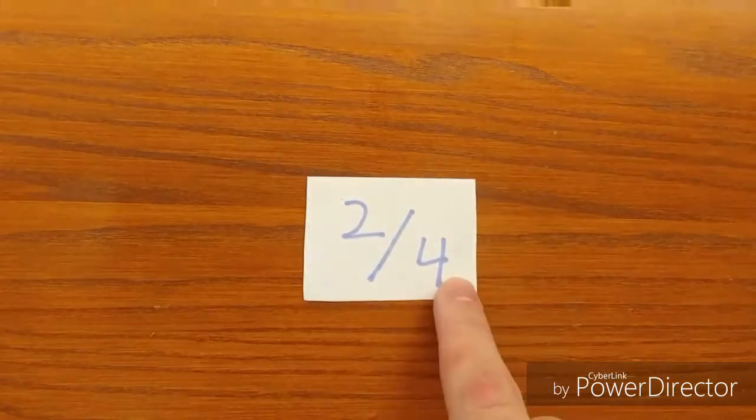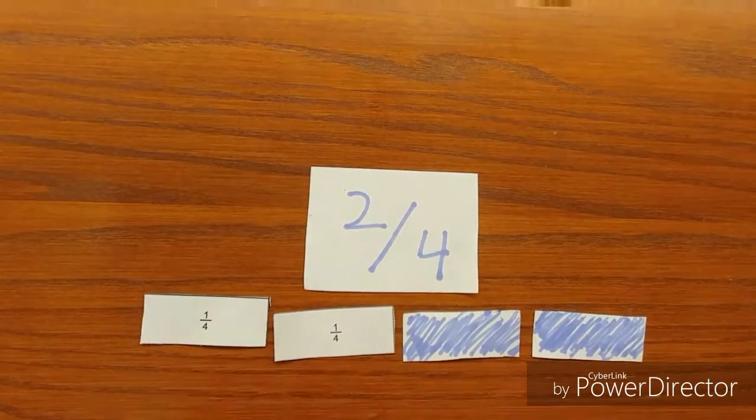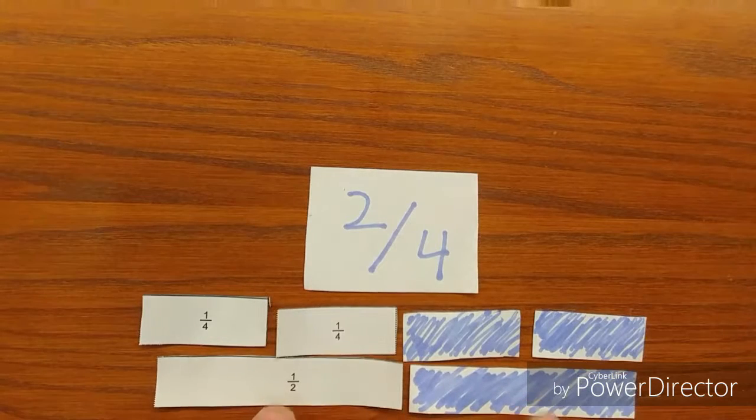If we were to draw 2/4 as a fraction, it would look like this. Notice that the same amount is shaded in as we saw with the 1/2 fraction strip. That is because 1/2 and 2/4 mean the same thing, 1/2.